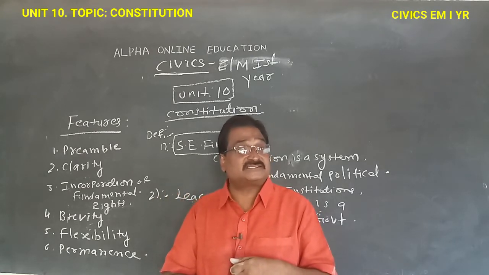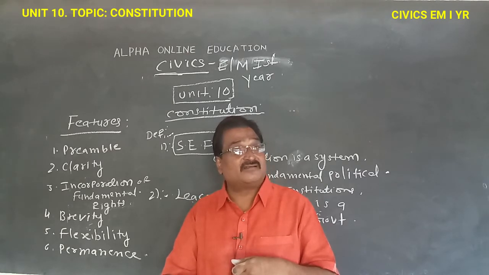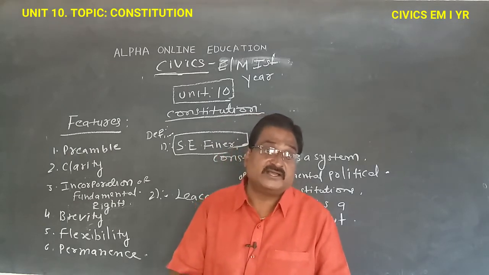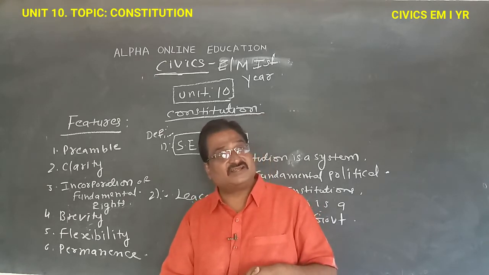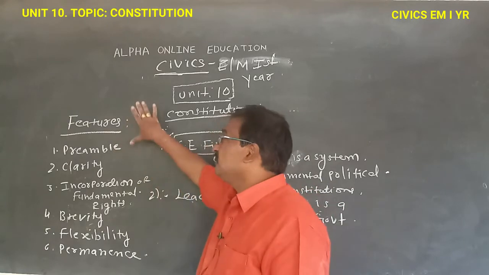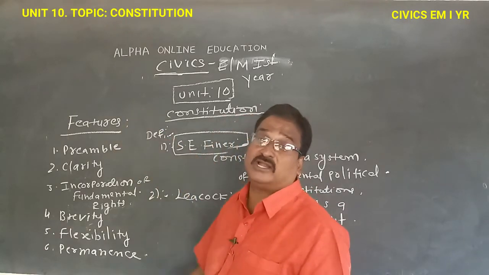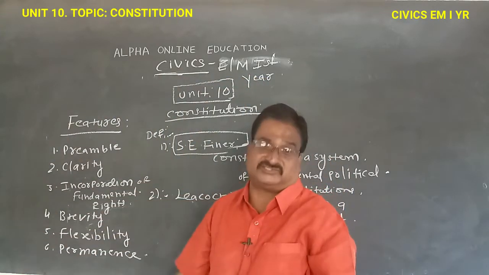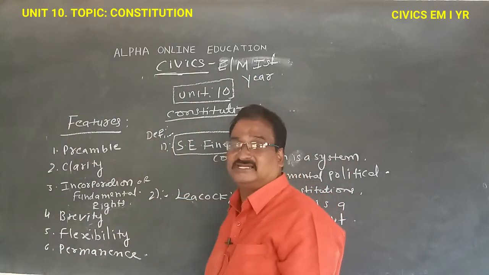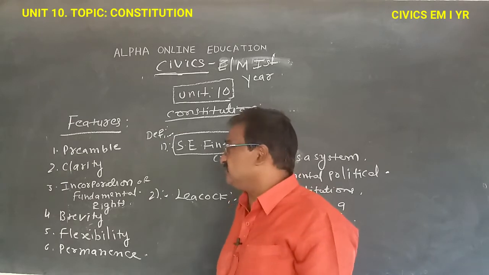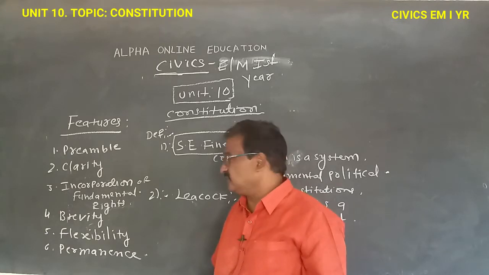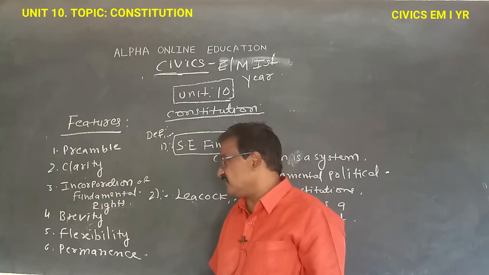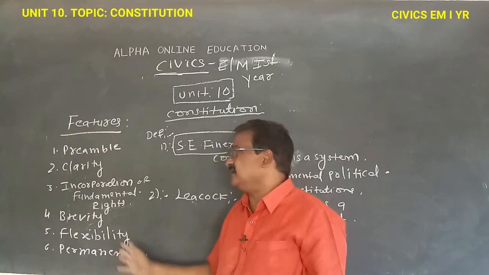When India got independence, the Indian Rajyanga Parishad appointed one drafting committee. The drafting committee composed our Indian constitution. The chairperson of that was Dr. B.R. Ambedkar. These are the features of all constitutions, not only the Indian constitution: the first is preamble, the second is clarity, the third is incorporation of fundamental rights, the fourth is brevity, the fifth is flexibility, the sixth is permanence.